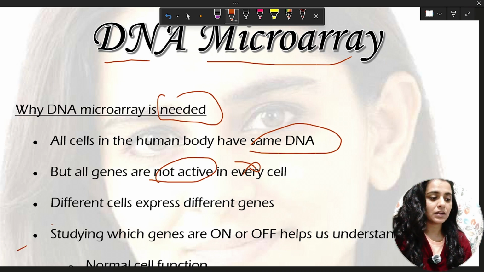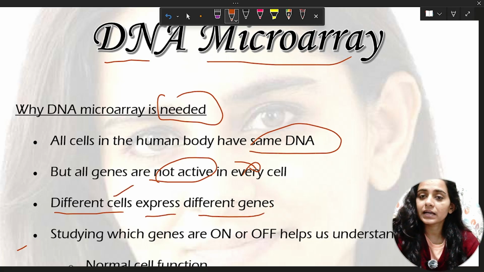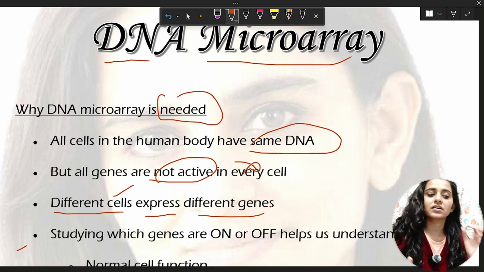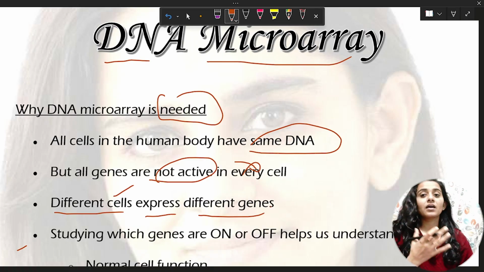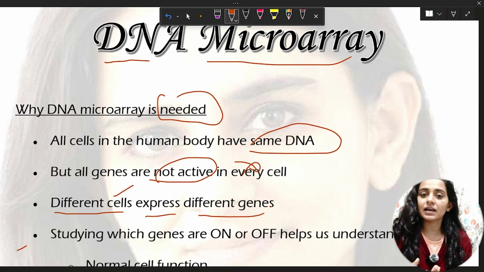There is different expression in different cells. It means gene activation level and activity is different in different cells. Like if some gene is active in a liver cell, it doesn't mean that it is also active in a kidney cell.